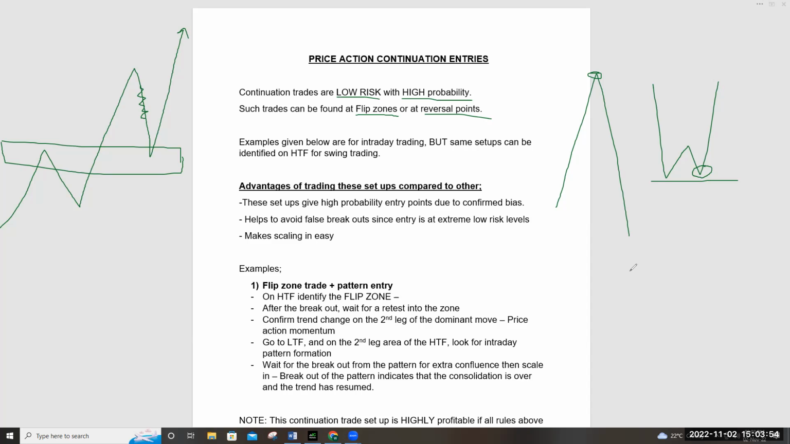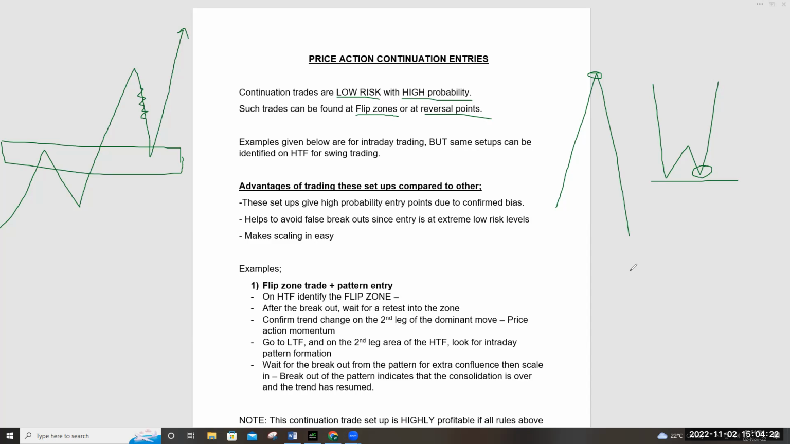Number two, they also help the trader to avoid false breakouts. When we get to the chart, an actual chart, I'm going to explain how to avoid these false breakouts and of course, how these types of trades help a trader to keep off from these false breakouts. And of course, the low risk. I had already mentioned the extreme low risk point and also helps in scaling in.